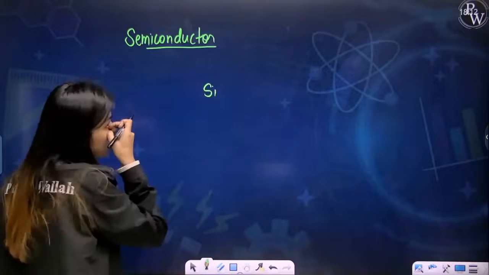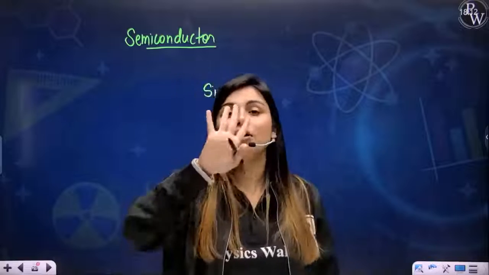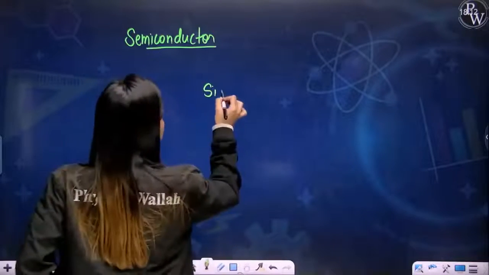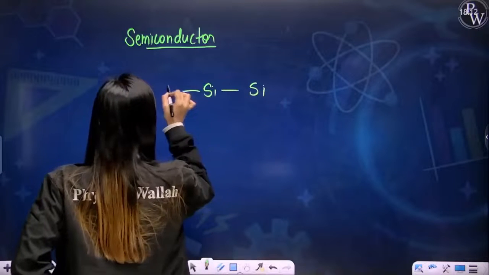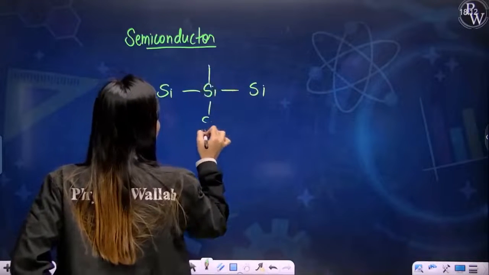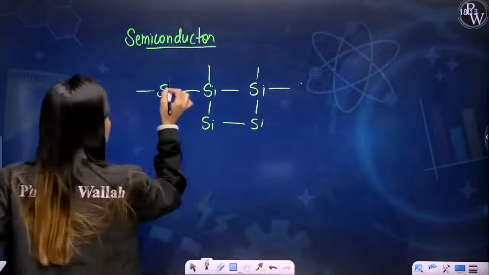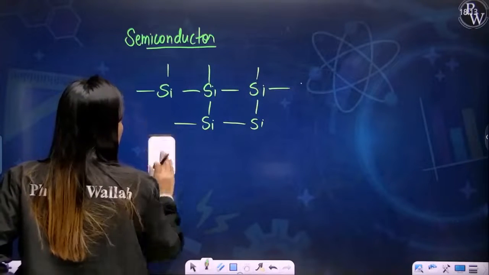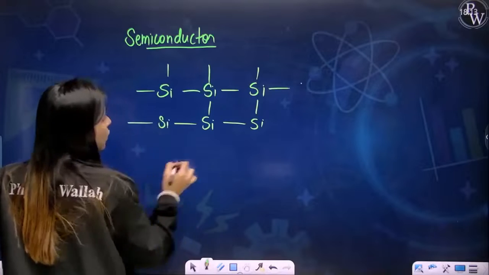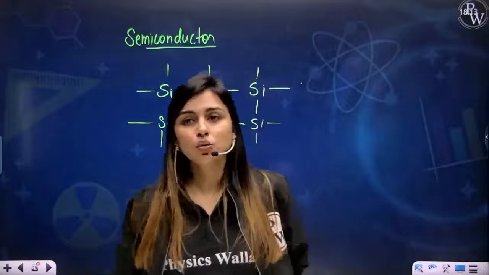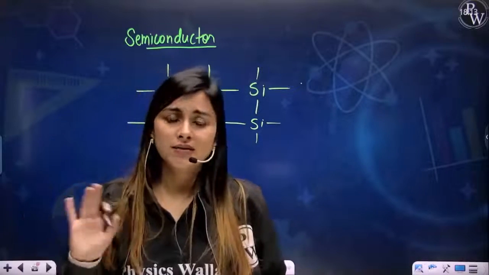Okay, so now my dear students, group 14 elements have 4 valence electrons, so they can make 4 bonds together. So silicon makes bonds like this, and this is how your semiconductor looks, and it is not conducting electricity right now.